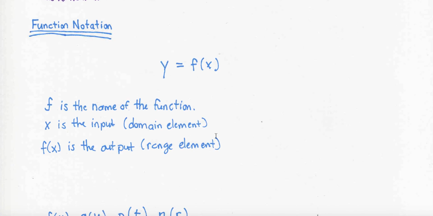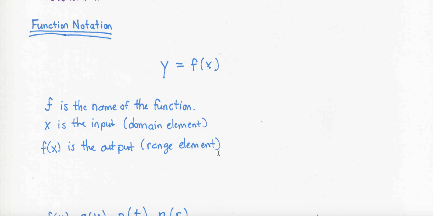Let's talk about function notation. In algebras 1 and 2, we use the letter y quite a bit, but now we're going to replace y with f of x. F is the name of the function. X is the input to the function, also known as the domain element. And the entire expression f of x is known as the output.